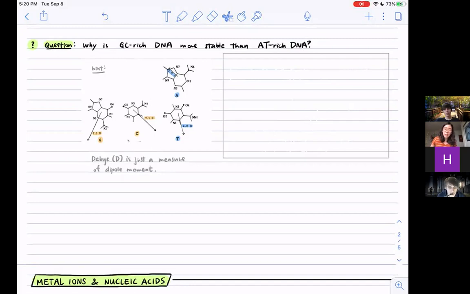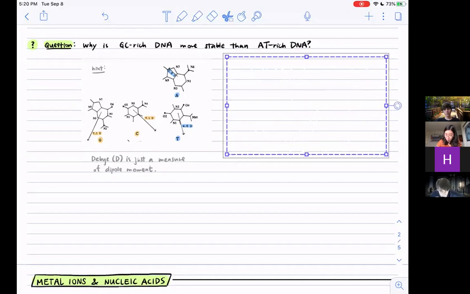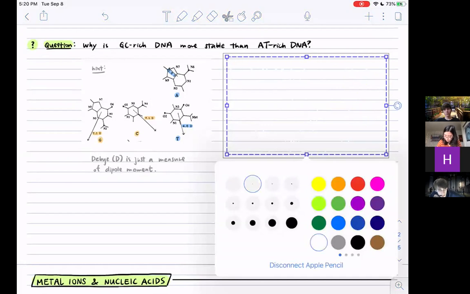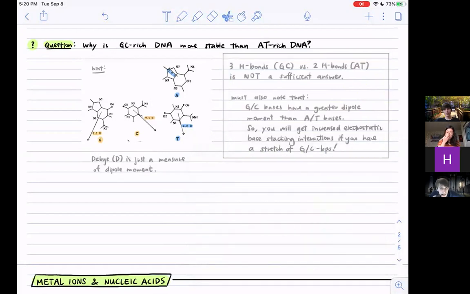Okay, so I see some answers in the chat, and mostly it's that GC makes 3 H bonds while AT makes 2 H bonds. This is exactly why I asked this question, because this is a really common misconception. So let me show you the answer. It's true that 3 hydrogen bonding interactions will be a greater contributor to stability than 2 hydrogen bonding interactions in GC versus AT base pairs.